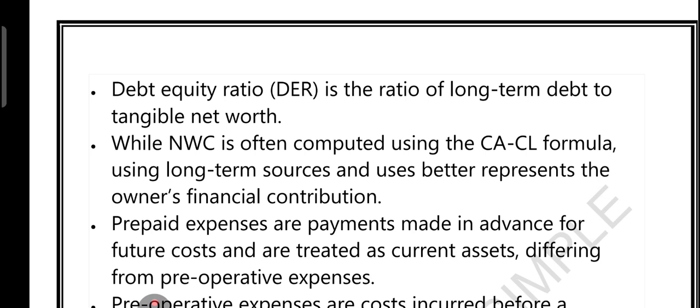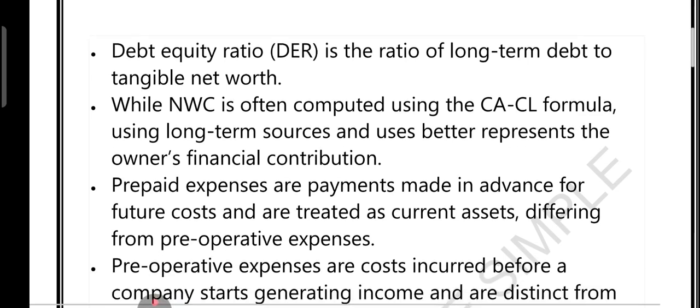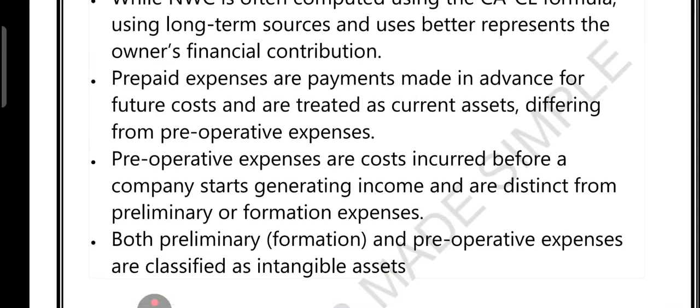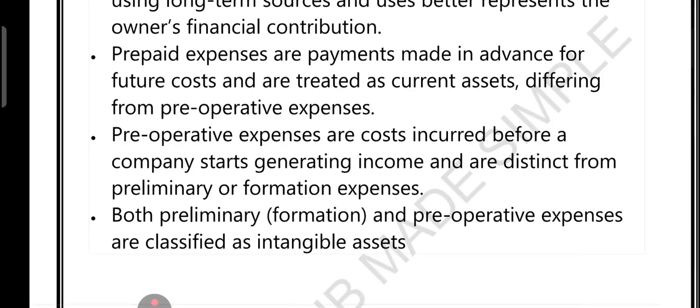So basically, sometimes some expenses are also there. Some expenses like prepaid expense. Prepaid expenses are paid in advance for future service, like rent. You have paid the rent in advance, so it is treated as a current asset. Remember, this is a very important thing: prepaid expense is always treated as a current asset.